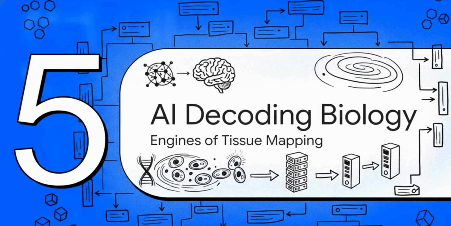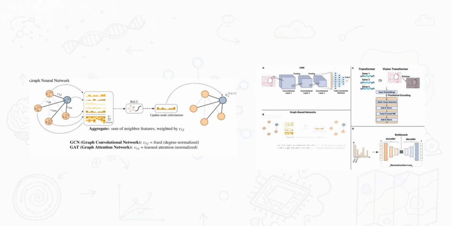All right, Section 5, AI Models Decoding Biology. When we really look under the hood of these algorithms, we see different architectures that are perfectly suited to the biology itself. On one side, we have graph neural networks, or GNNs. GNNs are amazing because they essentially treat the tissue like a social network. They aggregate features from a cell's direct neighbors, preserving the local spatial geometry.